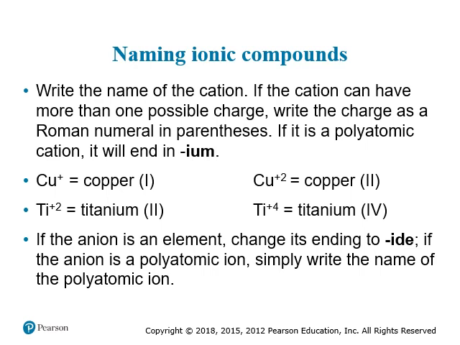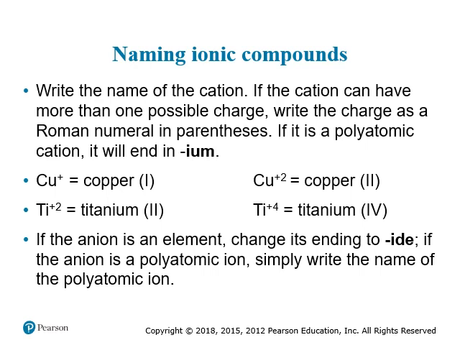The anion, if it is simply an element, we drop the ending and add -ide. So when fluorine becomes an ion, it becomes the fluoride ion. When nitrogen becomes an ion, it becomes the nitride ion. When oxygen forms an ion, it becomes the oxide ion.